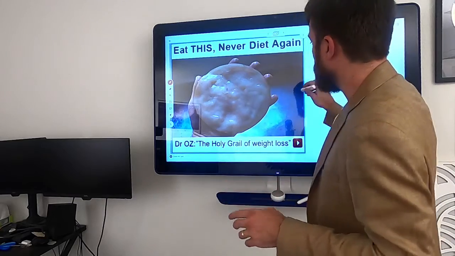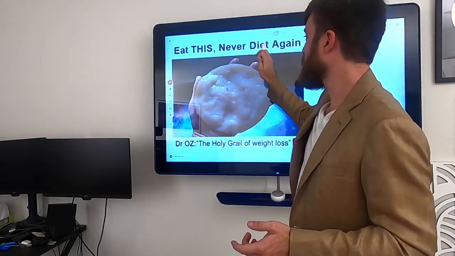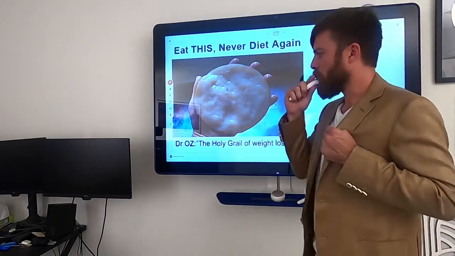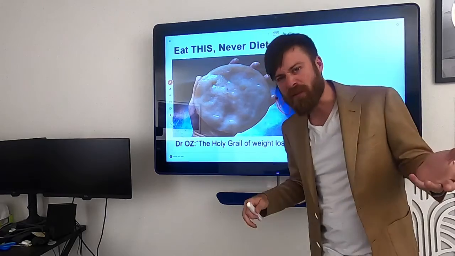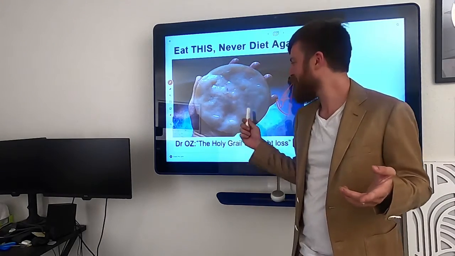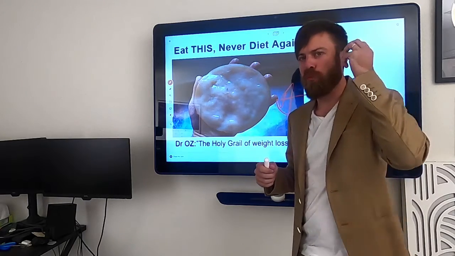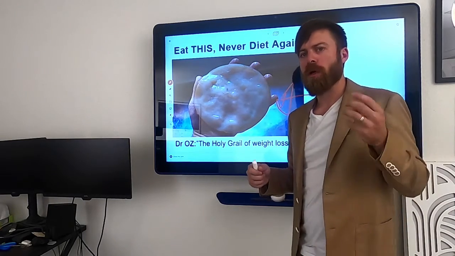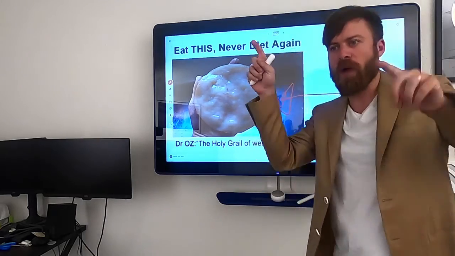Now, the next thing we're seeing about this ad is we're saying, eat this, never diet again. So the first thing people see is this really weird thing. I don't even know what it is. I can't even tell you what this is. I'm trying to think of what this is. I have no idea what this is. The point is, it's meant to confuse the user's brain. They're trying to place it into a category.